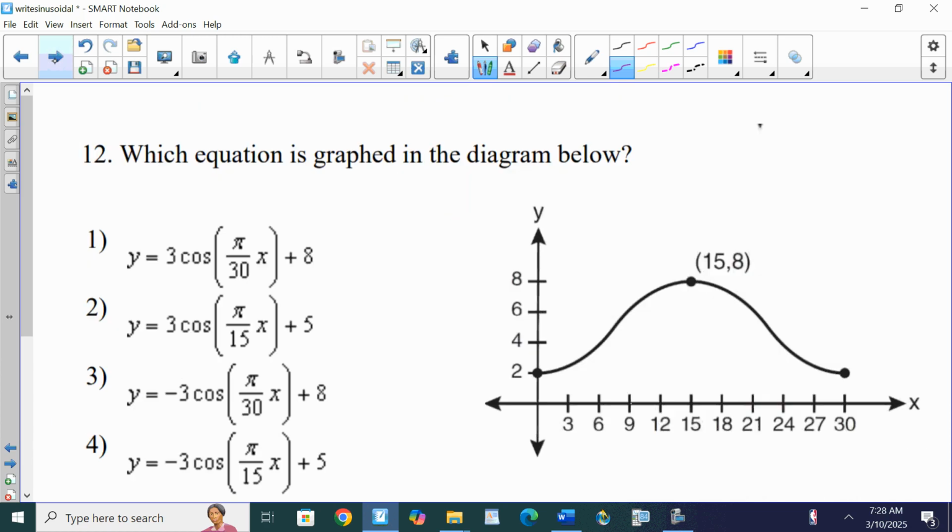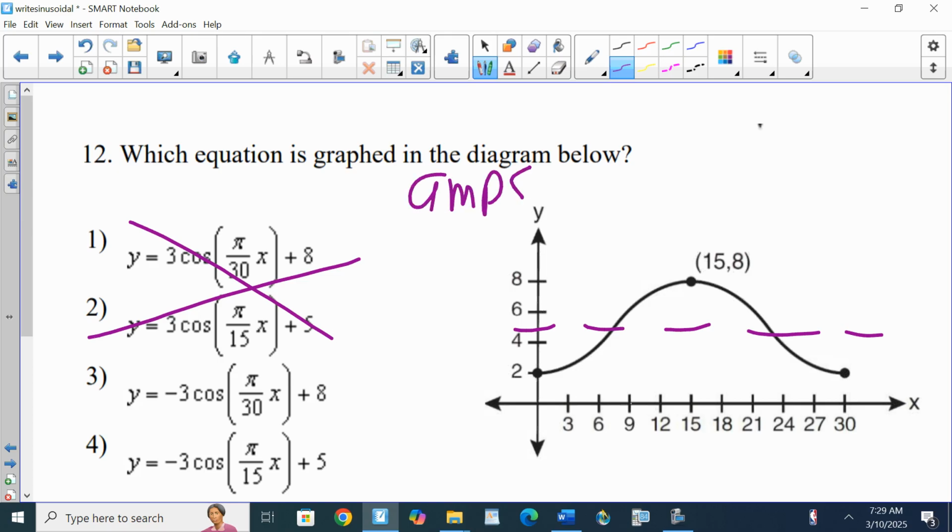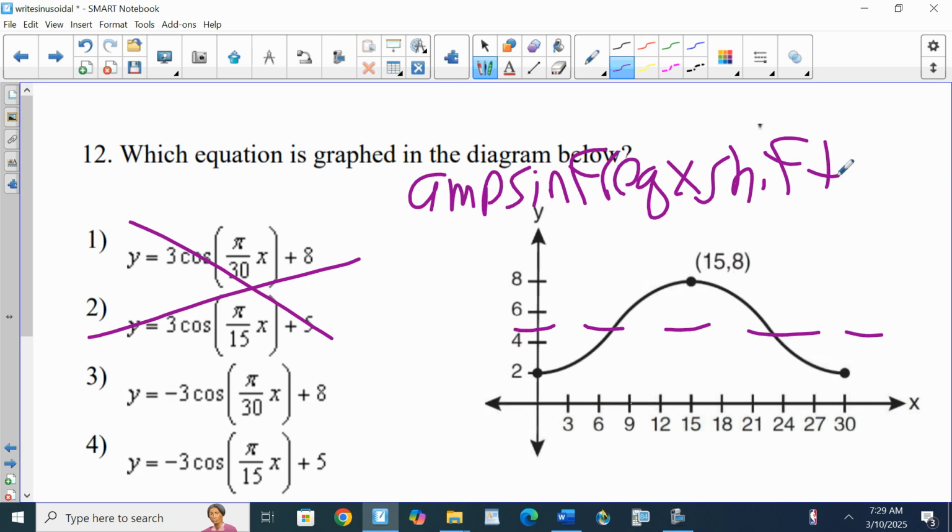Just one more like that. Looking at this, my midline is going to be somewhere here. So it is a negative cosine because it's starting at the min. So choices 1 and 2 are out. Again, if I do amp sine freq x shift, my shift is about 5. There you go. So if it's multiple choice, I would just look at your main components. It's negative cosine. You already crossed half the choices.